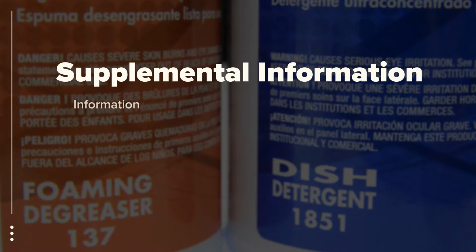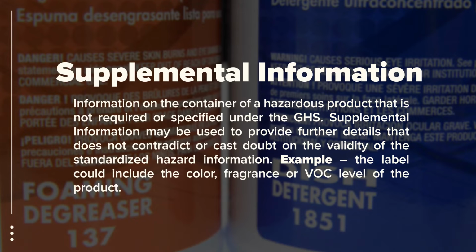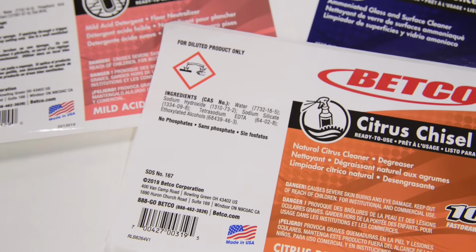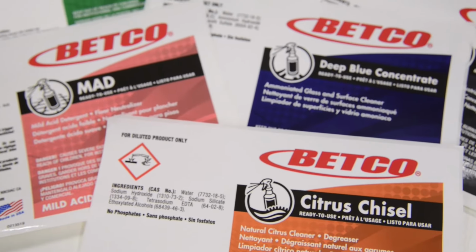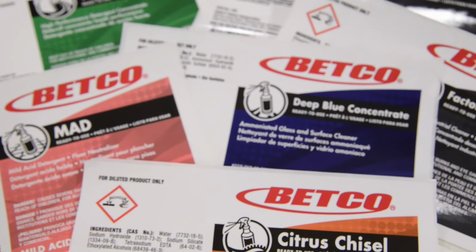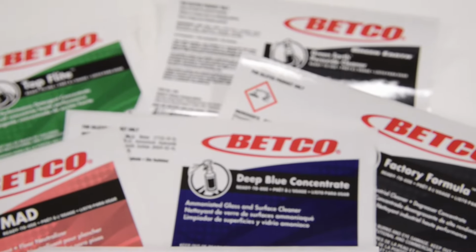Supplemental information: information on the container of a hazardous product that is not required or specified under the GHS. Supplemental information may be used to provide further details that do not contradict or cast doubt on the validity of the standardized hazard information. Example: the label could include the color, fragrance, or VOC level of the product. OSHA is maintaining the approach used in the previous HCS that allows employers to use workplace-specific labeling systems, such as secondary labeled spray bottles, as long as the employer provides the required GHS information.